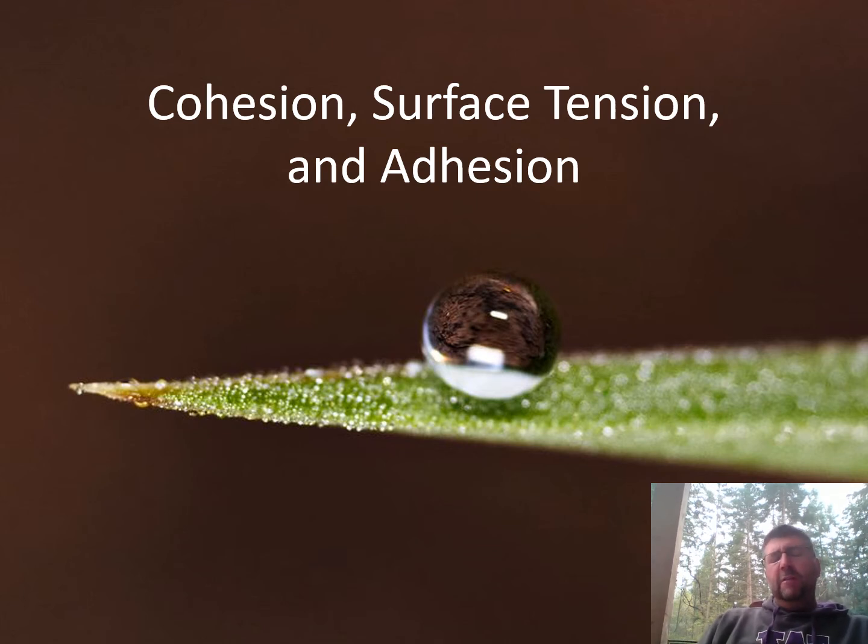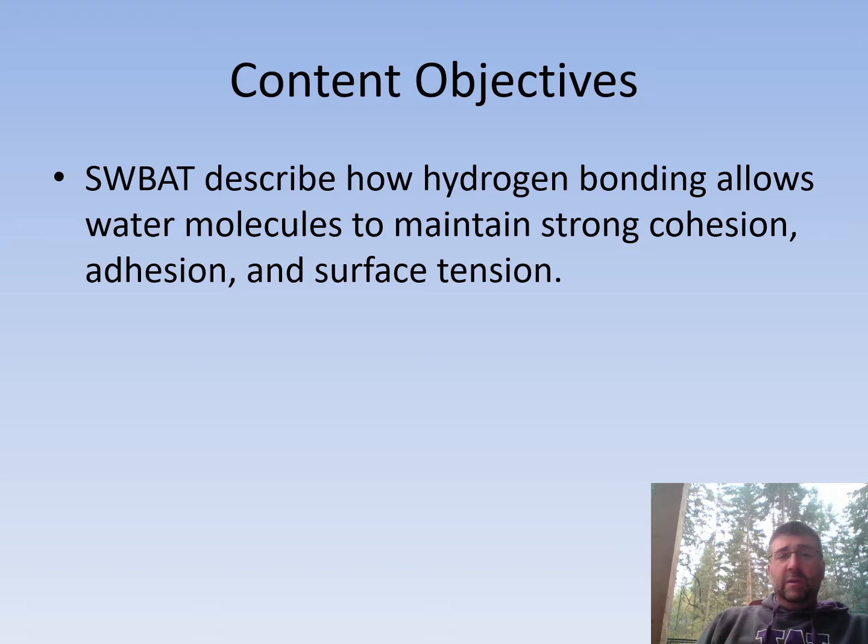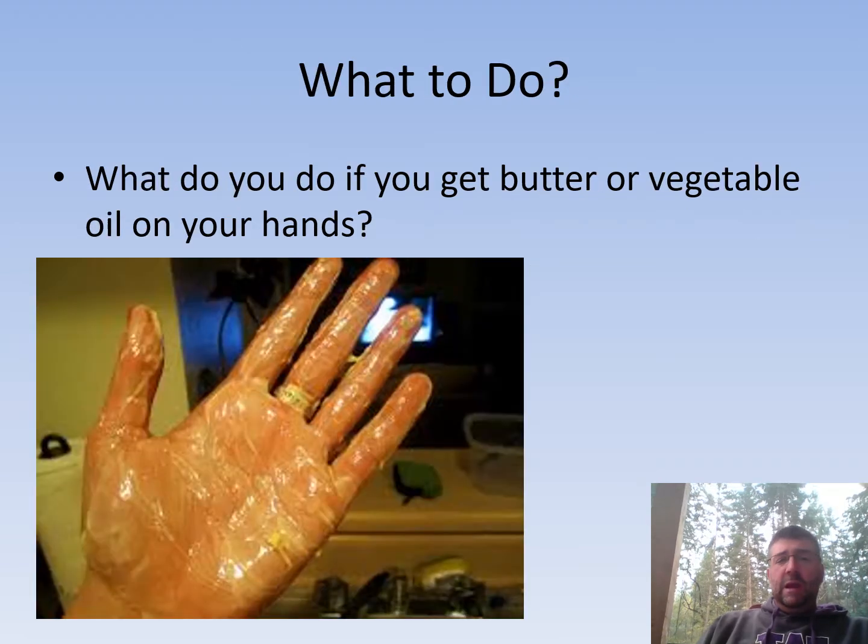All right, so this is the last of our lessons here on cohesion, adhesion, and surface tension. I want to give you a scenario. Let's say you were baking or doing something and you get butter or oil all over your hands. It's slippery and gross, and you want to get that off of your hands. What are you going to do? How are you going to get it off your hands?